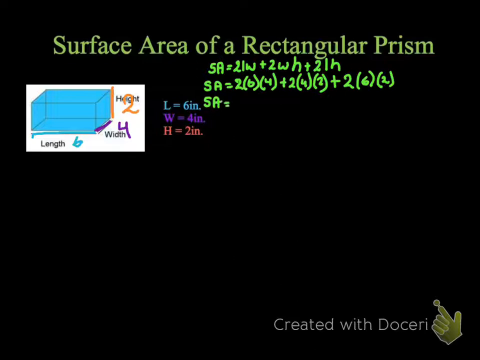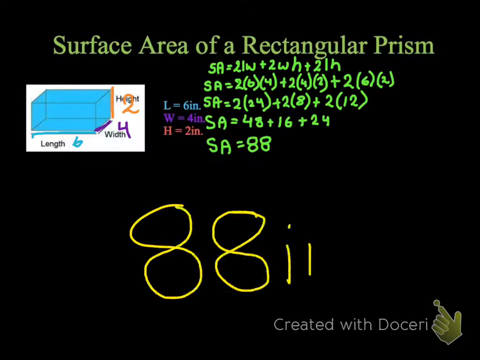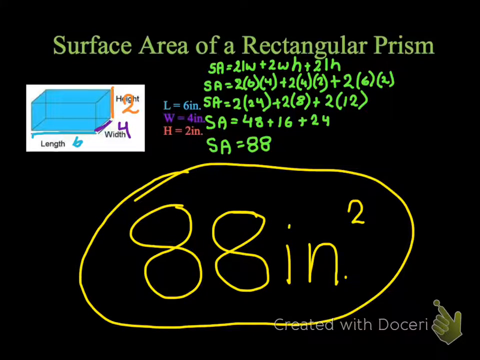Surface area equals 2 times 24 plus 2 times 8 plus 2 times 12. Surface area equals 48 plus 16 plus 24. Surface area equals 88. So our final answer would be 88 inches squared. And do not forget to label.